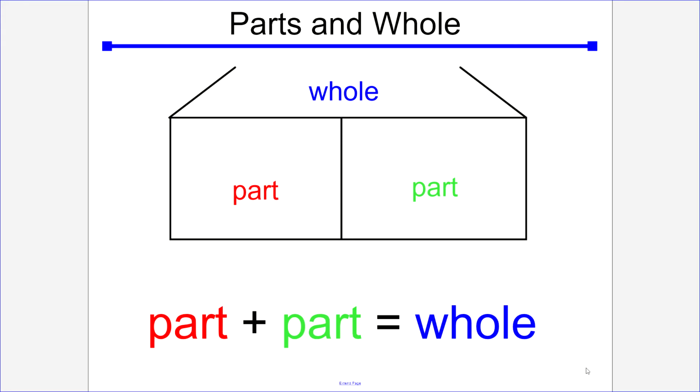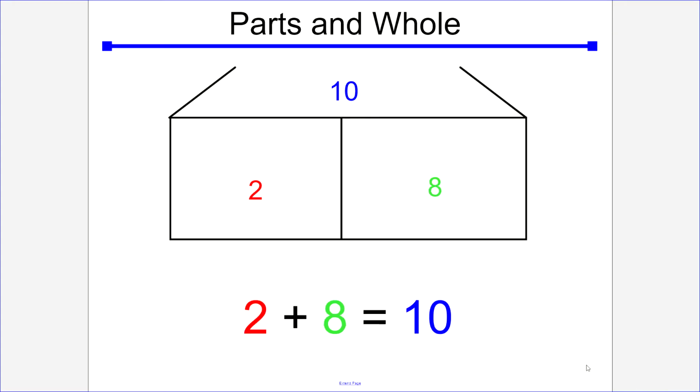We've also been talking a lot about parts and wholes. You know that we often represent parts and wholes with a bar diagram, and that part plus part equals whole. So when a whole is unknown, we add. Let's take a look at a quick example. You can see in this bar diagram the parts are 2 and 8. The whole is 10. This makes sense because 2 plus 8 equals 10. Part plus part equals whole.